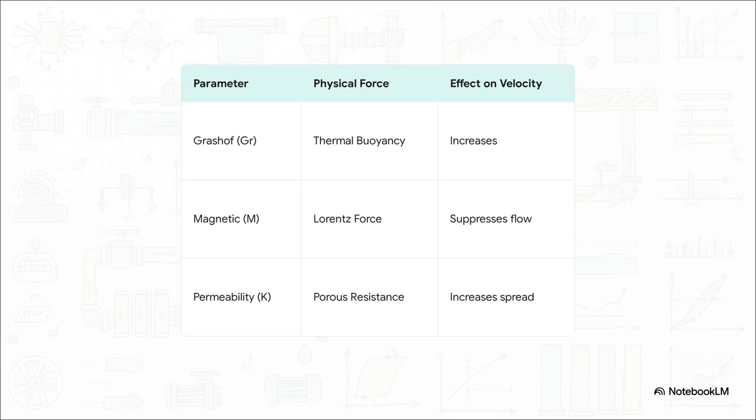Now, what's really interesting about this slide is how these distinct physical forces interact in a sort of tug-of-war. The Grashof number, which represents thermal buoyancy, fights to increase velocity rapidly. But then, look at the magnetic parameter and permeability. They introduce competing resistances. So buoyancy pushes the fluid along, while the magnetic field and the porous medium actively reshape how that momentum is distributed.